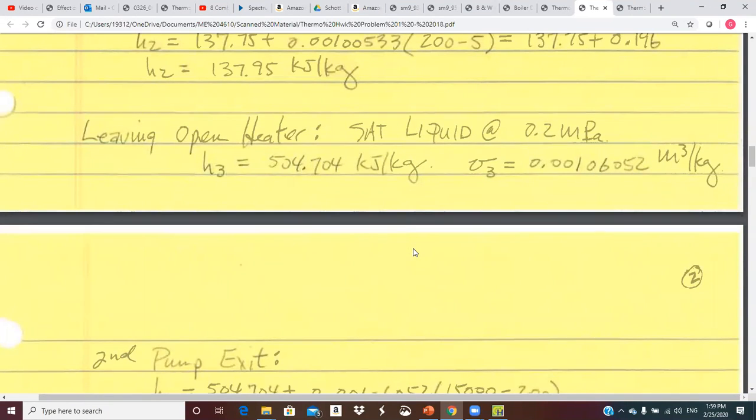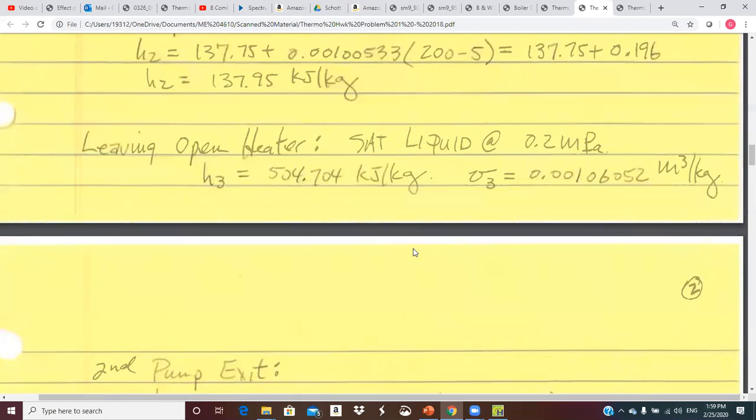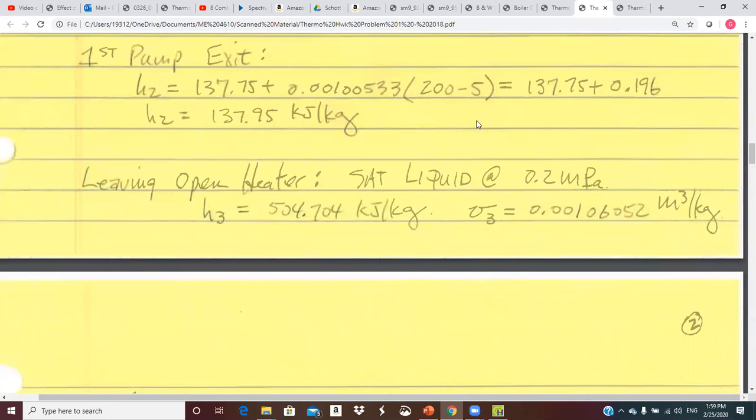Yeah, this term right here is the isentropic pump work. And so let's say that pump was 75% isentropic efficiency. You just divide this by 0.75, and that makes it bigger based on the inefficiency of the pump.